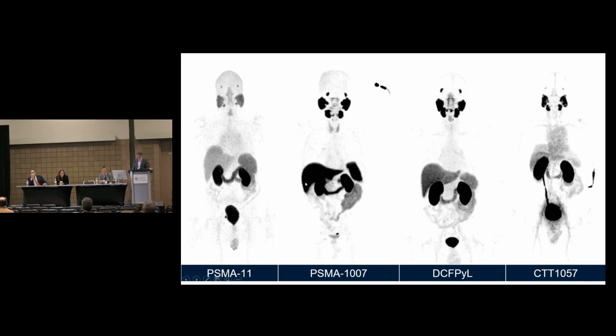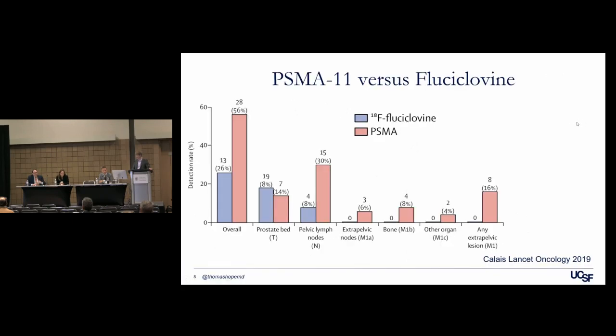PSMA 1007 has this hepatobiliary excretion. You see the liver is very avid, not a lot of activity in the bladder. So the idea here is it might be better for looking for local recurrence, right, for seeing disease that's adjacent to the bladder. CTT has a different biodistribution, a little more blood pool, but also works well for localizing disease.